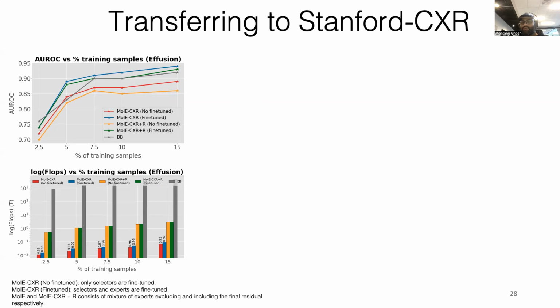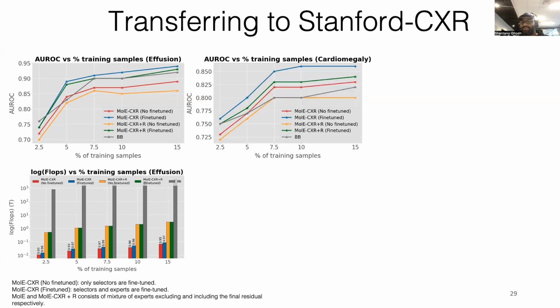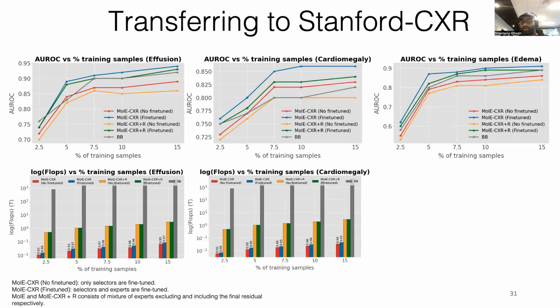Here is the log of the flop count, which basically says how much computation we need. The lower the better. Blue is our method and gray is the vanilla black box. As the experts only use the lower-dimensional concepts and the residuals only update the last classifier layer, the overall computation is minimal for our method. We see similar results for cardiomegaly and also for edema.